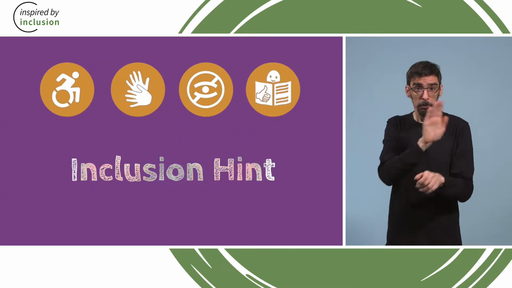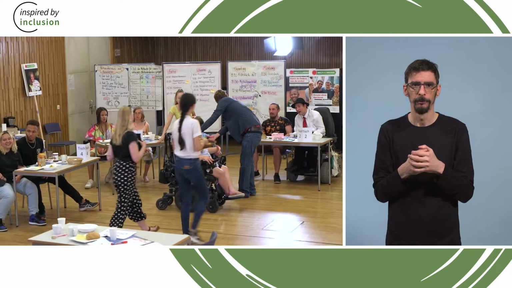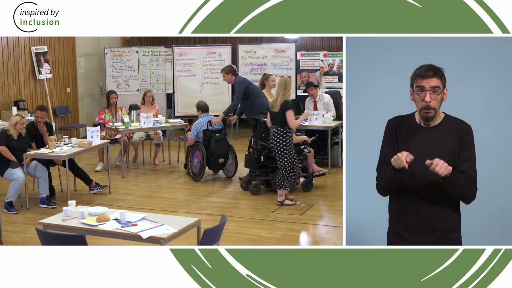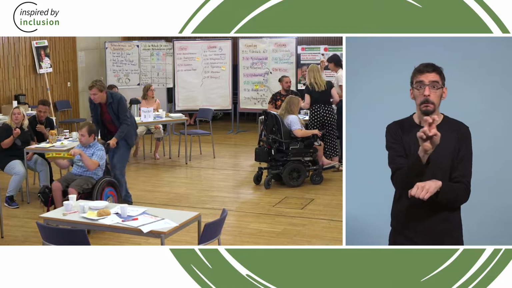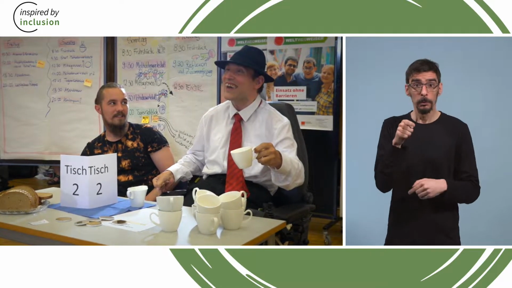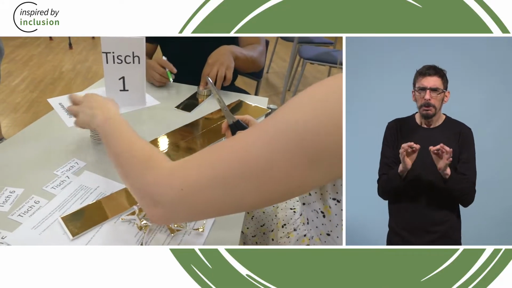Inclusion hint: think of the needs of your participants and how to ensure accessibility for everyone. Are wheelchair users taking part? Make sure that all pathways are accessible. If anyone has a motoric disability, choose your material accordingly. We, for example, made extra large golden thalers. Are sign language interpreters needed?